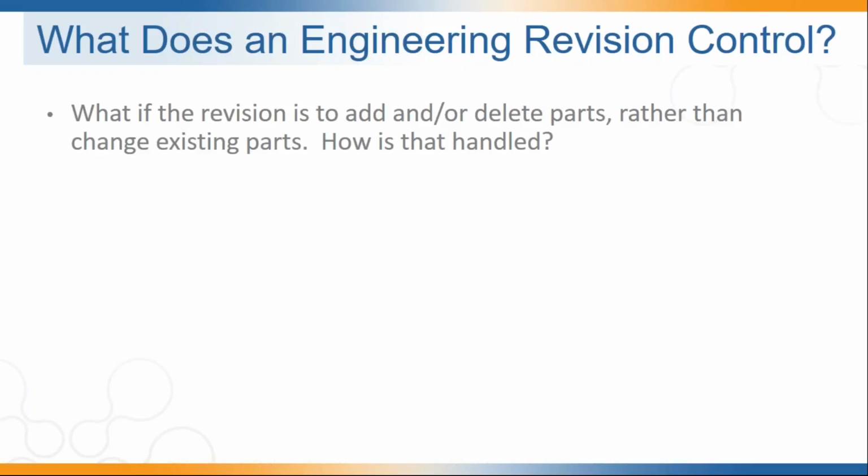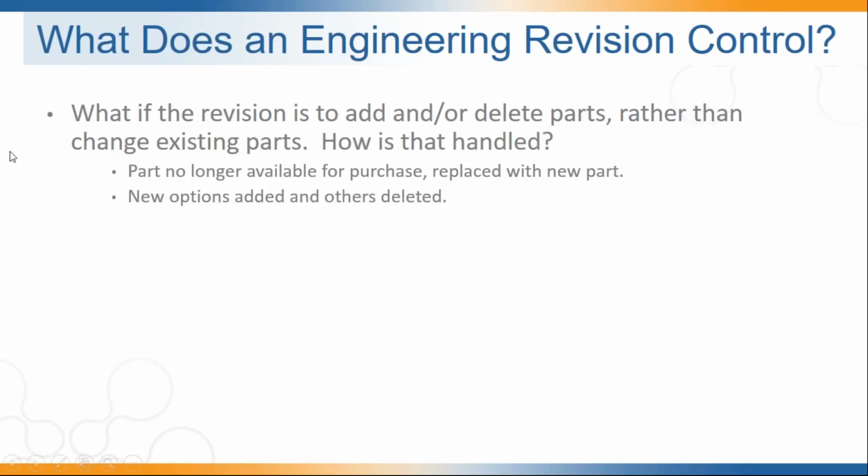Now, this would be like something I mentioned a minute ago about a vendor who says that I can no longer supply that part. I now have a different part. Well, you wouldn't have much need to put a revision on the old part if it's not going to be used anymore, and you don't need a revision on the new part because it's brand new. So how is that going to be handled? Well, one option that would cause this would be the part's no longer available for purchase. It's been replaced with a new part. It could be that other options have been added and some options have been deleted.